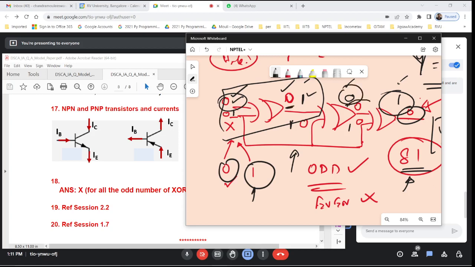If I give 0, I'm going to get 0. So it's going to be always 0. If I am having an even number of gates, it's going to be always 0. So output y will be 0. If I say that there are an even number of gates in this same circuit, instead of 81, if I say some even numbers, output will be always 0.